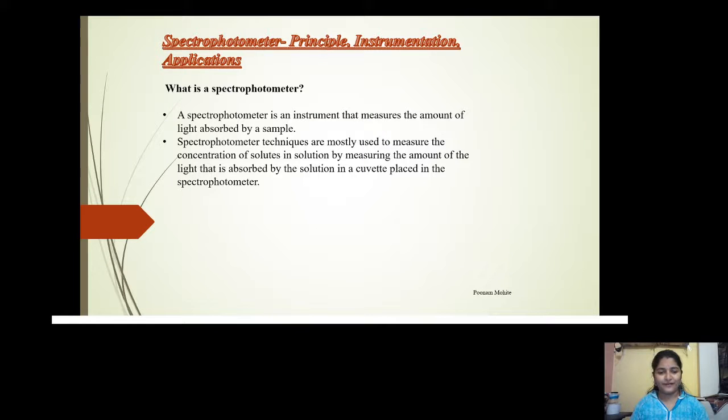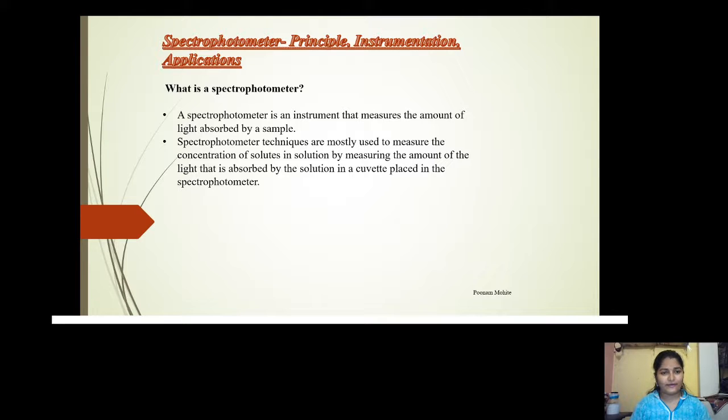Hello everyone. In our previous video, we discussed the terminologies of important terms of spectrophotometer and the fundamental laws like Lambert's law, Beer's law, and the combination of Lambert-Beer's law. Today, we will discuss the spectrophotometer's principle, instrumentation, and applications.